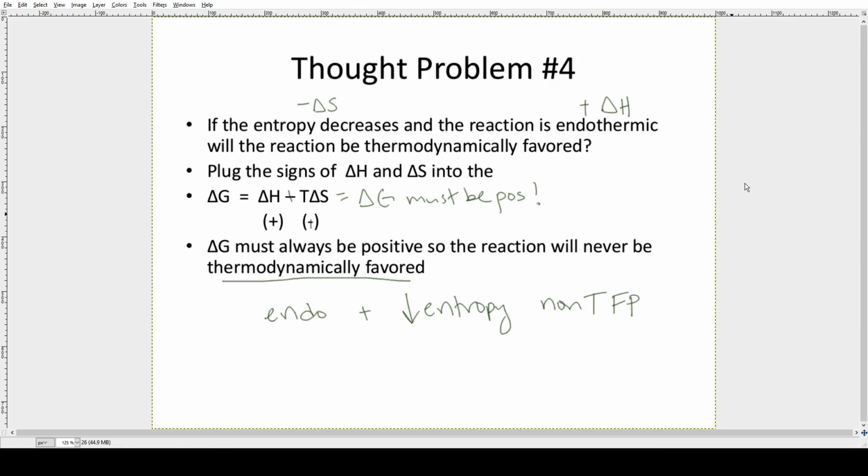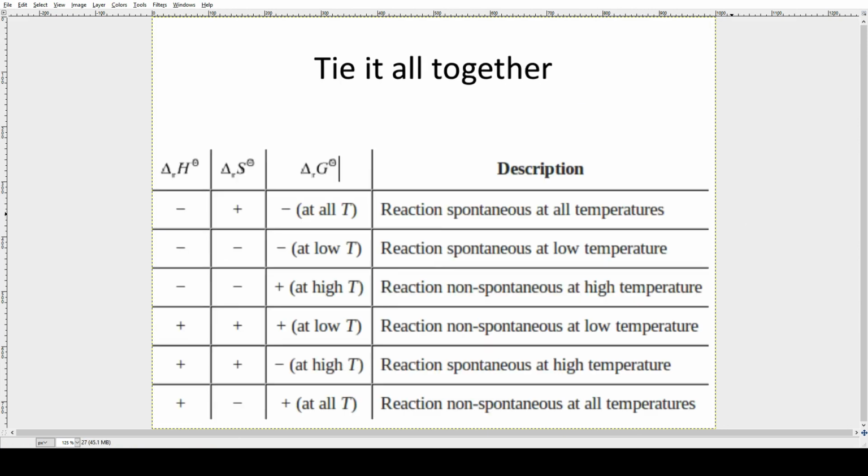So let's summarize these ideas. Woo, that's a lot. All right, so if you have a negative delta H and a positive entropy, you know it will always be negative, so it's always spontaneous. If they're both negative, then it kind of depends. It must have a low temperature in order to be spontaneous. But if it has a high temperature, it will be non-spontaneous.